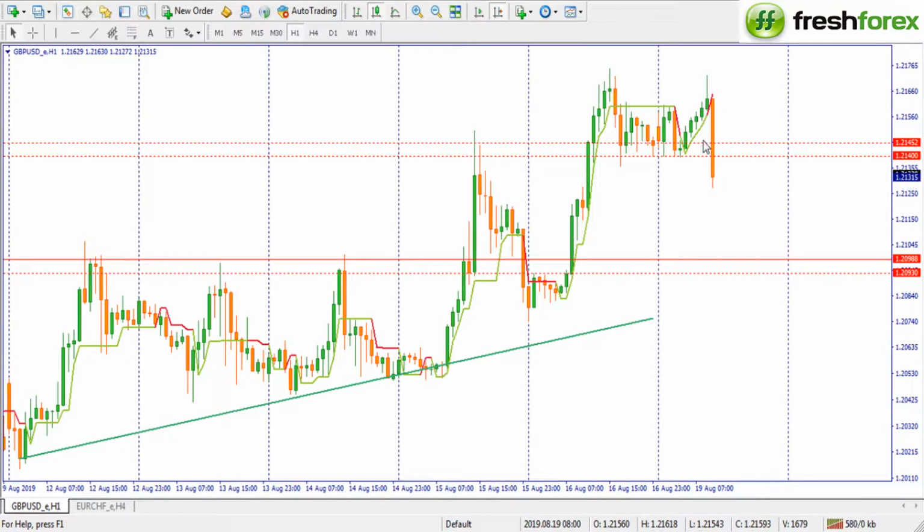So what this means is that the price should continue downwards up to around 1.20988. That is, if price closes below this level here, then we expect it to go down up to around 1.20930. This is on the daily. On the weekly, we have this.